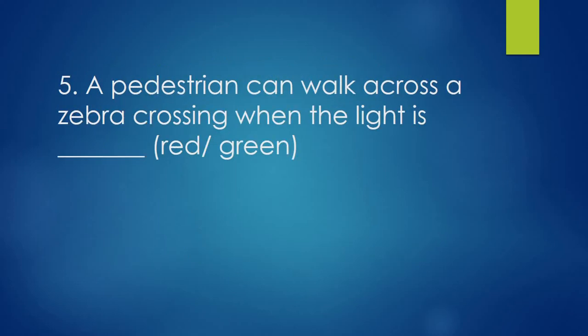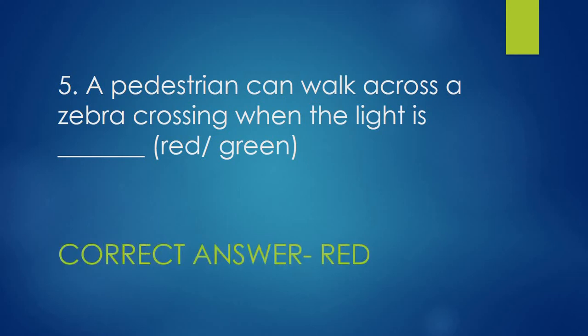Number 5. A pedestrian can walk across a zebra crossing when the light is dash. Options are red or green. Please try to write the correct answer. I hope you are thinking twice before writing the answers, because haste is total waste. You have to write fast, but you have to think twice. So the correct answer I am going to display. Please check your answers.